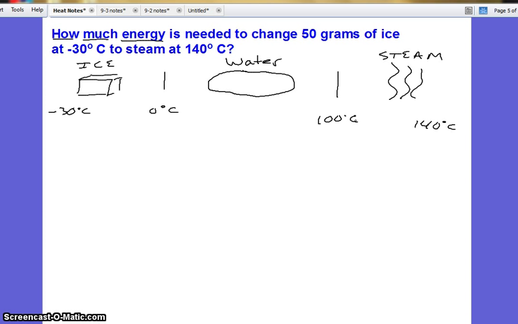So what we're actually going to do is figure out how much energy is needed to increase the temperature to 0 for ice, and then figure out how much energy is needed to melt the ice, and then how much energy is needed to go to 100 degrees Celsius in the water phase, and then how much heat is necessary to boil the water, and then how much heat is necessary to finally go to 140 degrees Celsius in the steam phase. So we're adding up all these little sections to find a total Q.